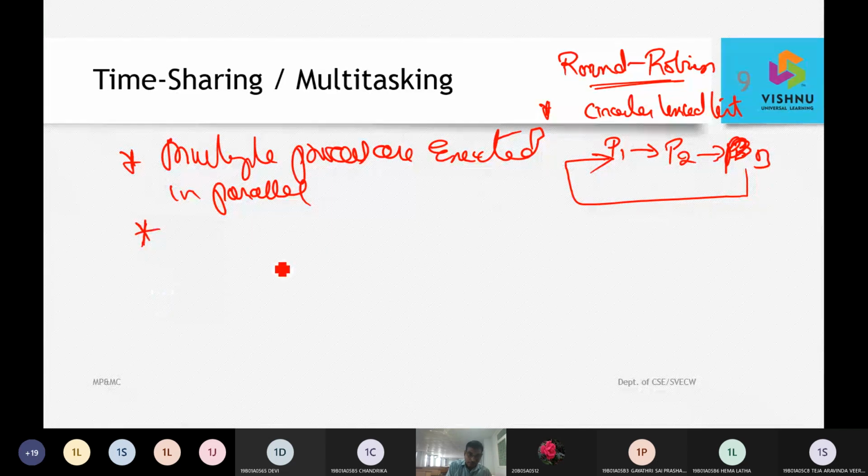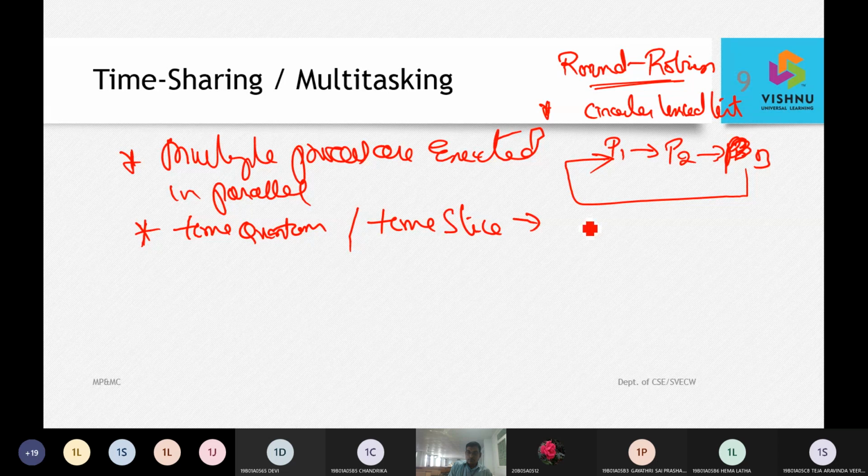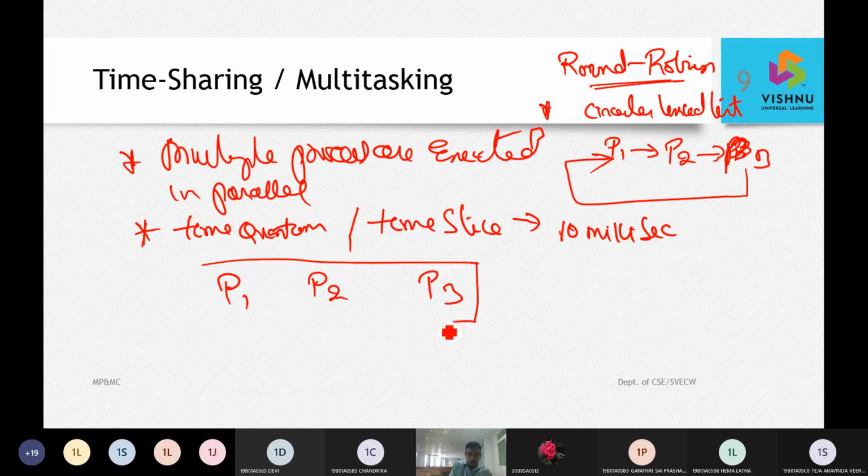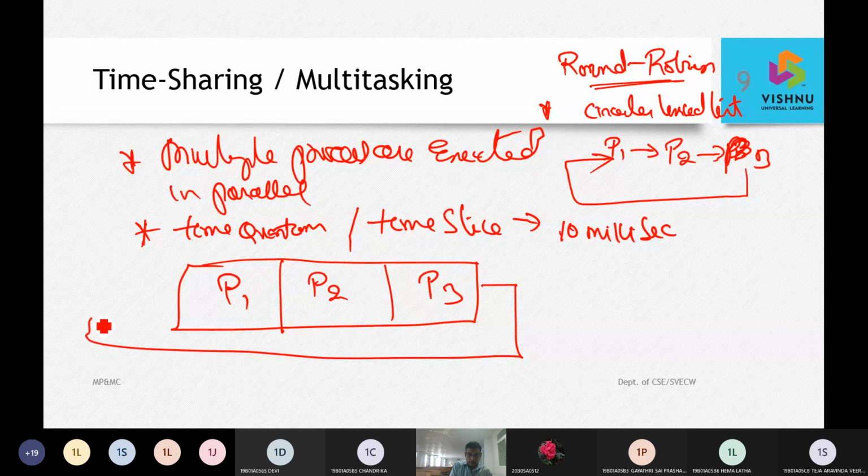What is the second key takeaway? It is going to fix a time quantum, or we call it a time slice. Assume the time slice is some 10 milliseconds. So P1, P2, P3 jobs are there, and after P3 it is going to move back to P1.